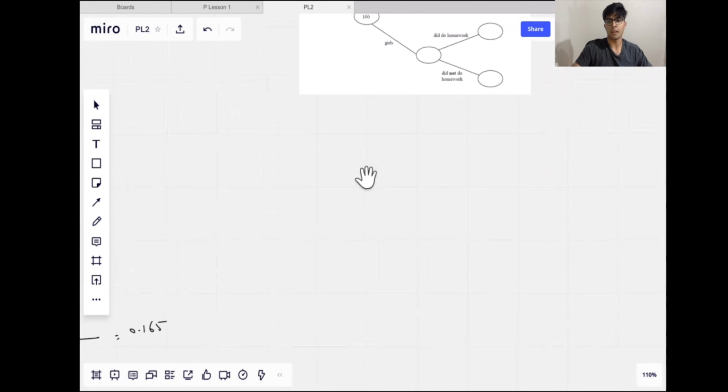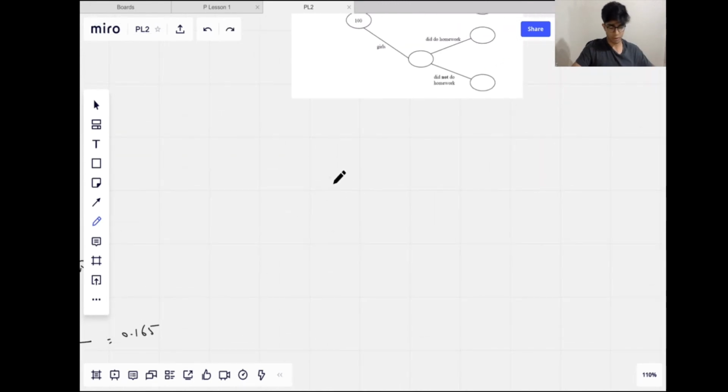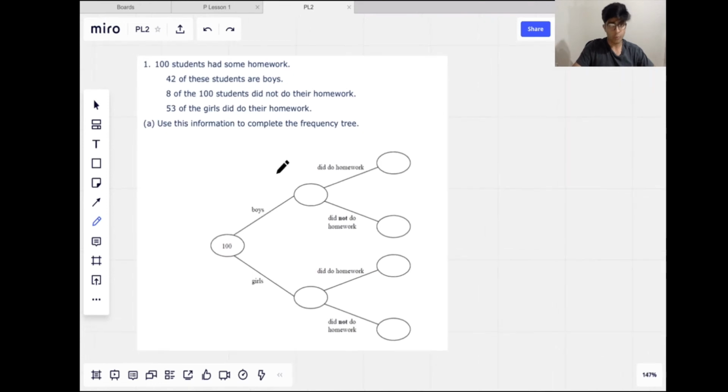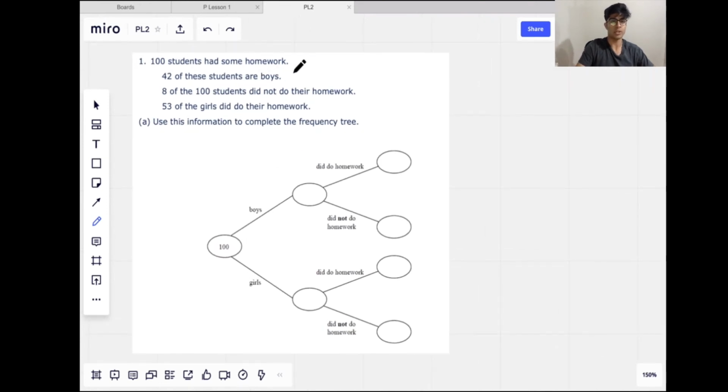So there's also these things called frequency trees. In this case, we've got 100 students who had some homework. 42 of those students are boys. 8 of the students did not do their homework. Poor form. 53 of the girls did do their homework. Use this information to complete the frequency tree.